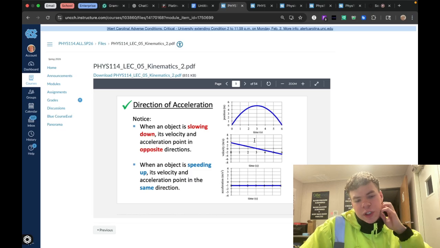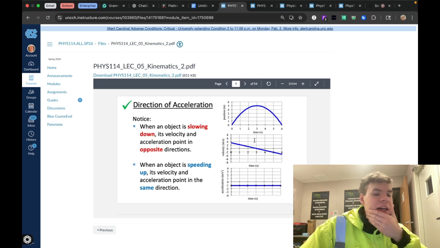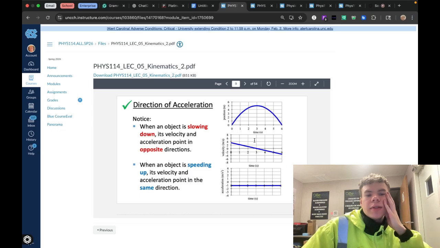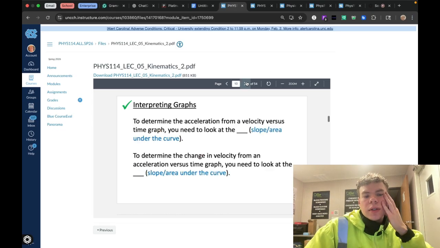But when an object is speeding up, its velocity... Just remember in the last video we kind of explained how speed and velocity are two different things. So just make sure you understand that. You don't want to get tripped up on it.